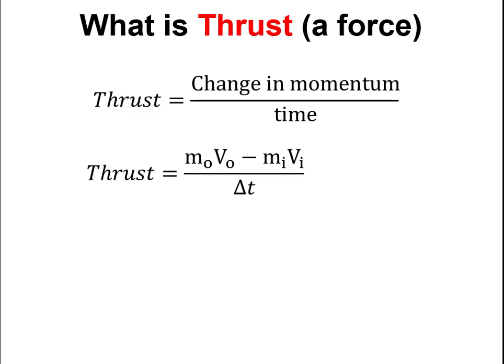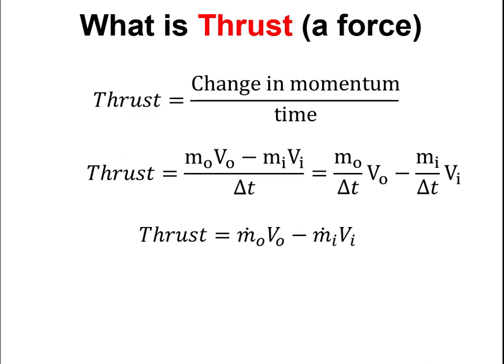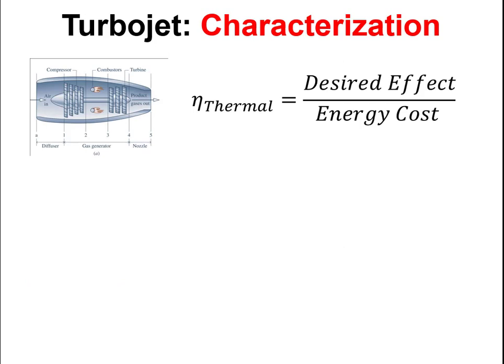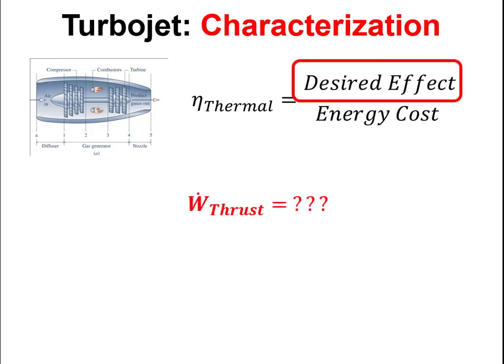So I can get an equation for that and see that it's got to do with the mass flow rate of the fluid and the velocity of my air coming in and out. So, knowing that the mass flow rates are the same, I can see that the thrust is mass flow rate times the change in the velocity of the air moving through my engine. So if I wanted to define a thermal efficiency, I would take my thrust on the top and my energy cost, which is again burning jet fuel. So that's going to be Q in.